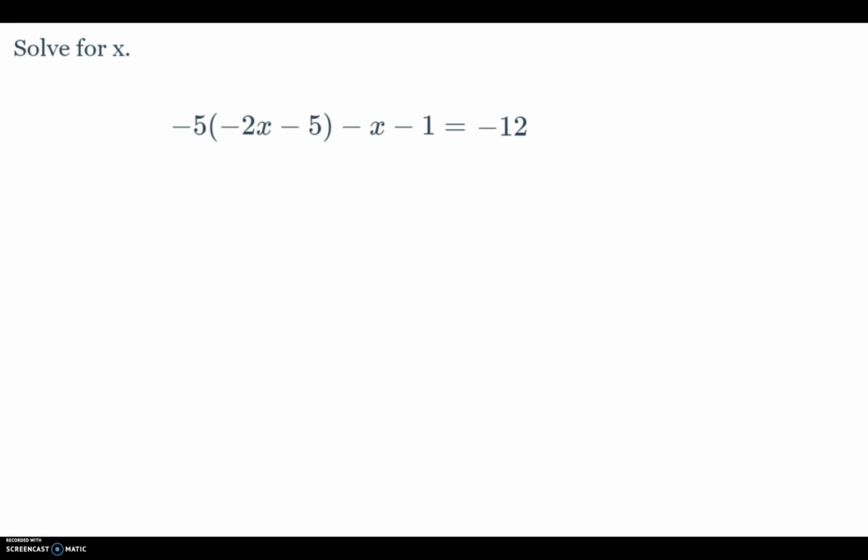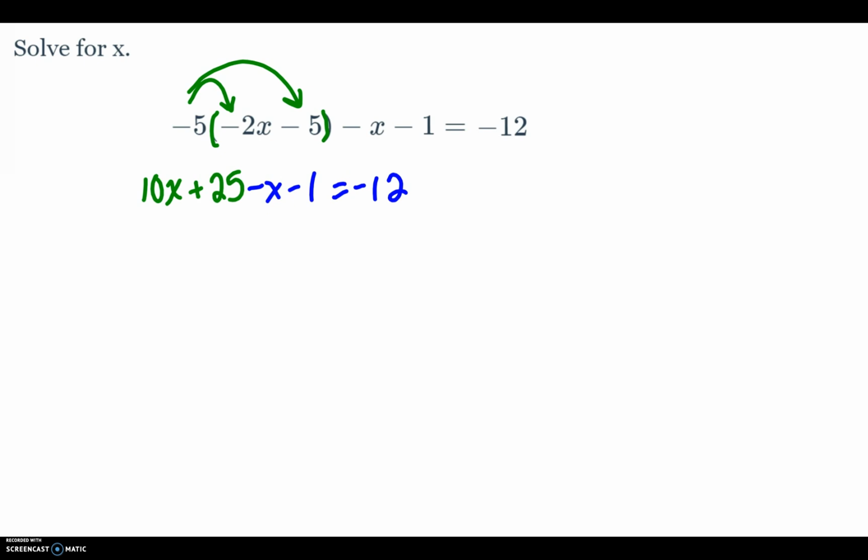Okay, so the first thing that you want to do is distribute the negative 5 to everything inside the parenthesis. Once you reach the end of the parenthesis, like we did right here, we're going to stop distributing. So negative 5 times negative 2 is a positive 10x. Negative 5 times negative 5 is positive 25. And we're going to bring down our negative x minus 1 equals negative 12.